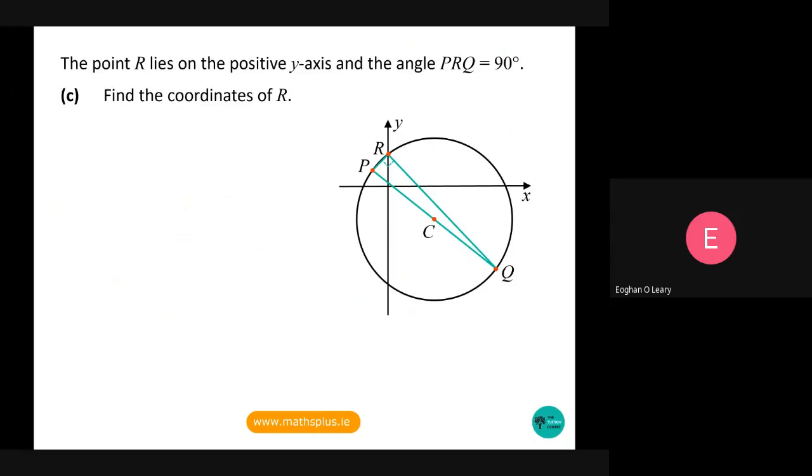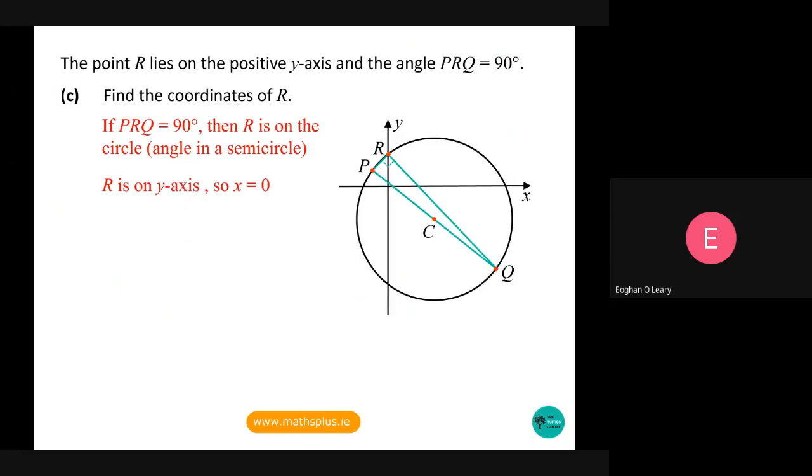So we're to find the coordinates of R in this case. Well, we know a couple of things, okay? If PRQ is equal to 90 degrees, that means R is on the circle because of our knowledge of geometry, knowing that the angle in a semicircle is 90 degrees. We know that R is on the y-axis, so therefore your x coordinate must be 0 because it's sitting on the y-axis.